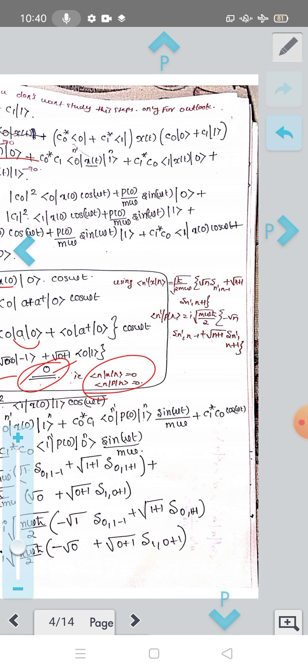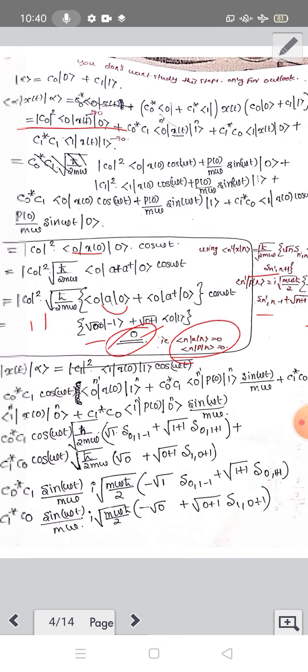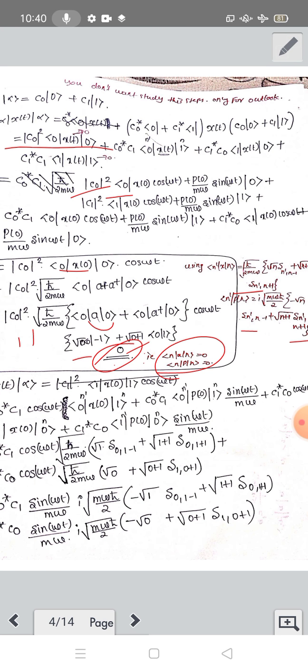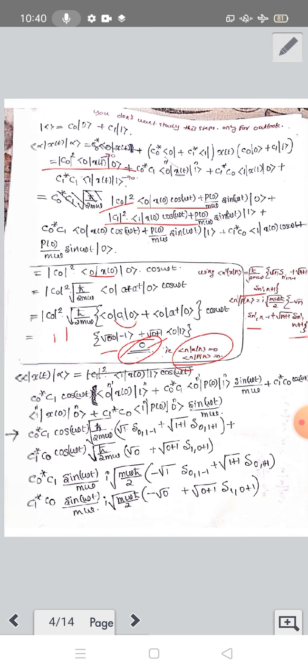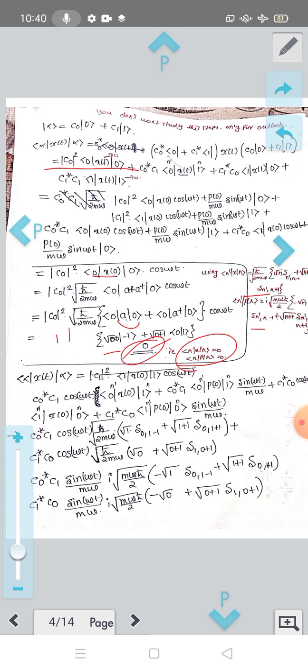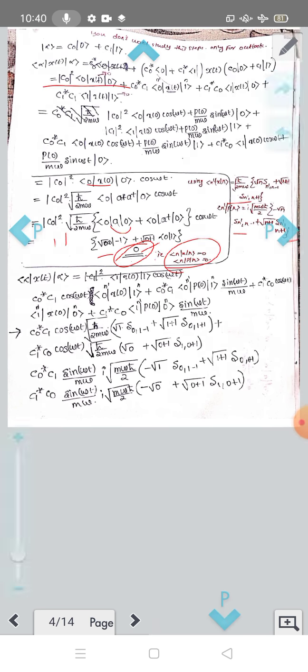Only the terms with delta n prime comma n plus 1 equal to 1 exist, that is n prime should be equal to n plus 1. Here also n prime should be equal to n minus 1 and n prime equal to n plus 1. So those terms are cancelled and the remaining terms are mod c0 square, bra 0 x of 0 cos omega t plus p of 0 by m omega sin omega t ket 0, plus the next term is there, and the next term is also given here. I'm not explaining it, you can work it out.